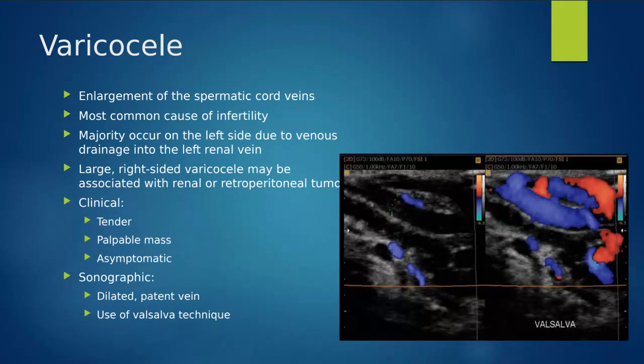When we say patent, that means that they are working properly. There's nothing abnormal about the vein itself, other than the fact that it is dilated. If it was thrombosed or clotted, it would not be a patent vein. Patent veins mean blood flow is still traveling through them properly. We also want to make sure that we are using our Valsalva technique, so we are having our patients squeeze their belly to make sure that we can see those varicoceles all fill with blood flow.